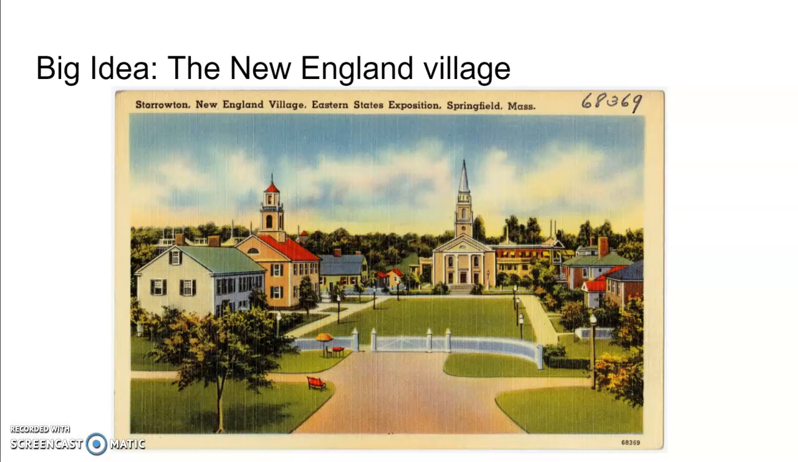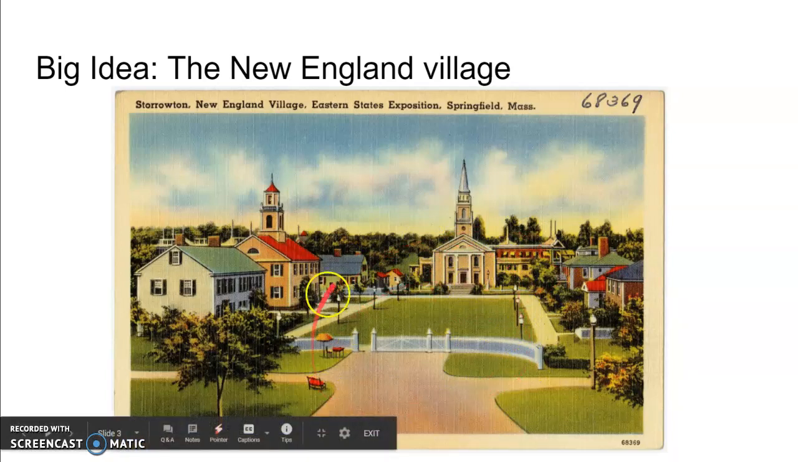One big idea I wanted to introduce you to is the idea of the New England village. When the Pilgrims and the Puritans and other New England settlers came, they lived in villages. They would all live close together, and in the middle of their village, they would have some green space. It's called the village green. Today, many of these greens have been turned into parks. They would have a big church, a town hall, and a school right here in the center of their community.